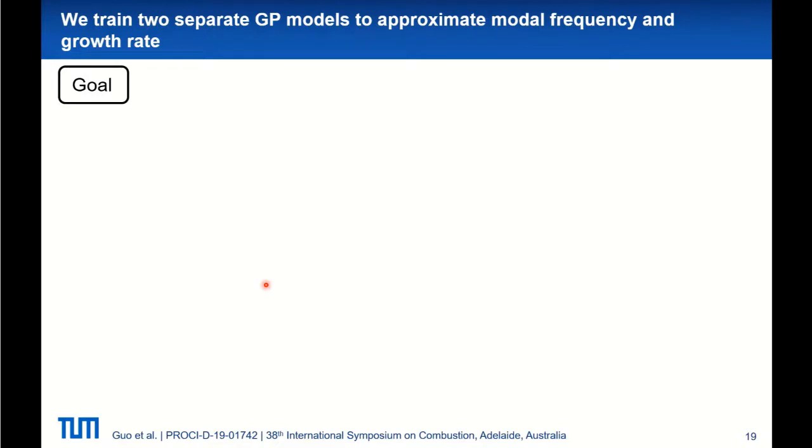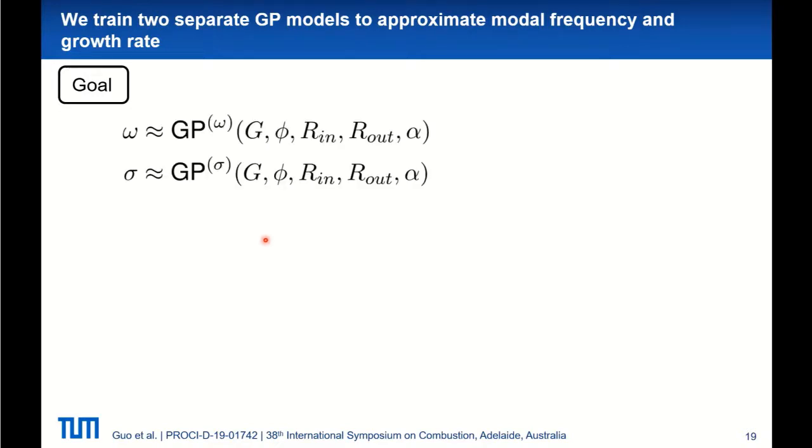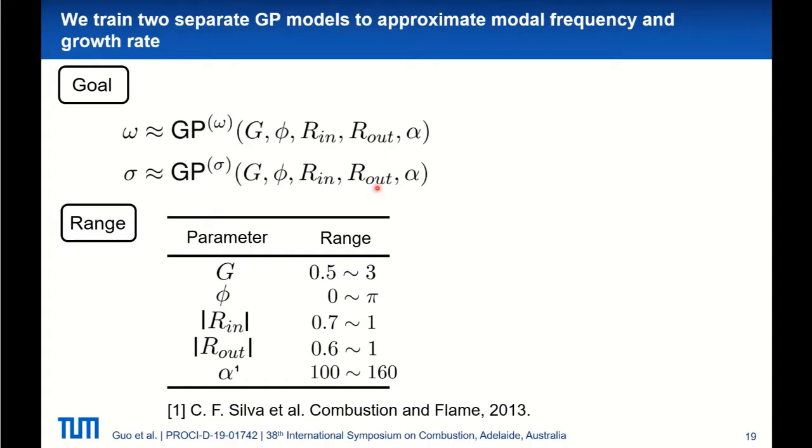For our current problem, we aim to train two GP models to approximate the frequency and growth rate of the investigated mode. The GP models are built upon 5 parameters: flame gain, phase, and 3 acoustic boundary conditions, reflection coefficient at inlet Rin, at outlet Rout, and the system acoustic damping term alpha. The ranges of interest are summarized here. We choose rather large ranges for gain and phase because we want our GP models to be as generally applicable as possible. For system acoustic damping alpha, its uncertain range is determined according to the work of Silva.